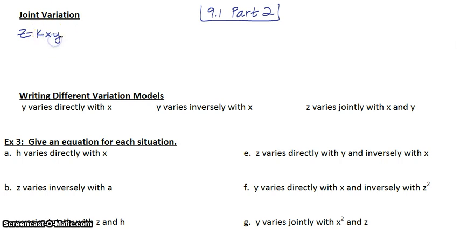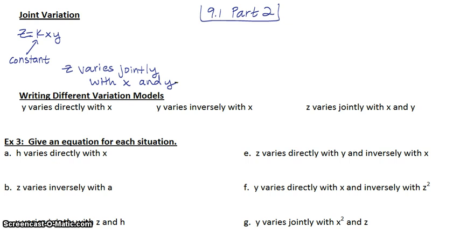Here's the general format. Z equals kxy. K is still the constant of variation, same as it was before. And in this situation, if I was going to say that in words, I would say Z varies jointly with X and Y. Z varies jointly with X and Y.